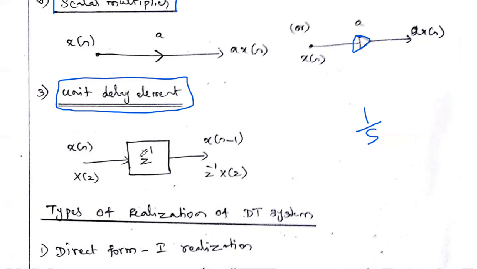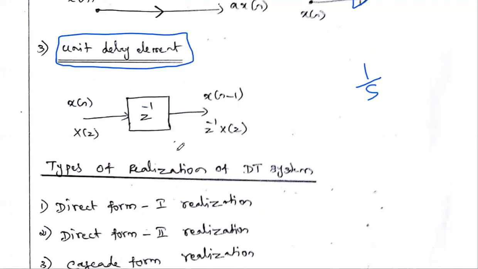So why z? Because, as you already know, discrete time systems are analyzed using the Z transform. The continuous time systems are analyzed using the Laplace domain. So that's why the transfer function of the integrator is 1 by s. Similarly, the delay element used in the discrete time system is represented by Z inverse or 1 by Z.